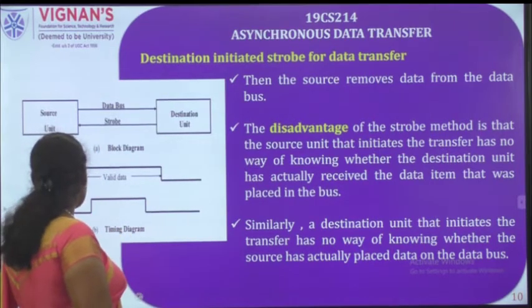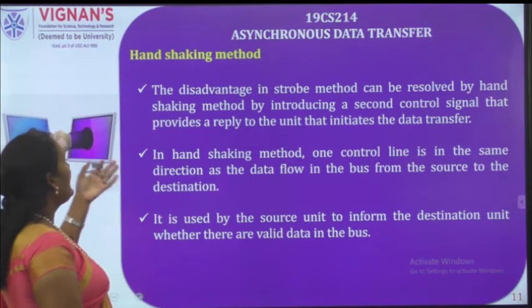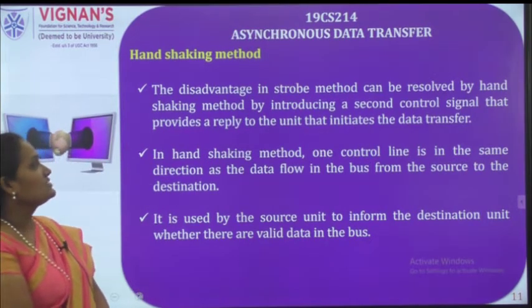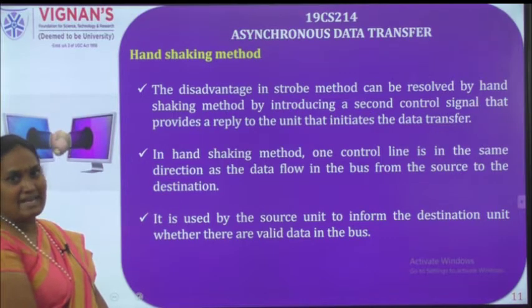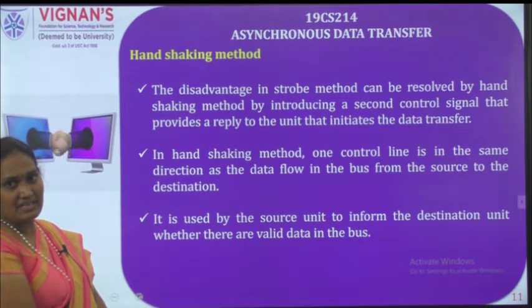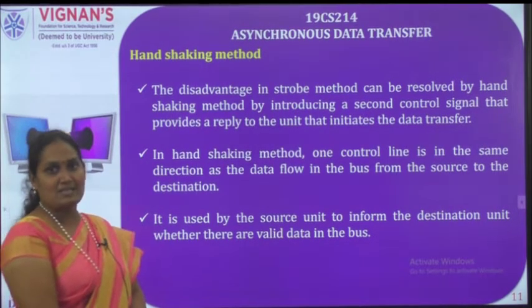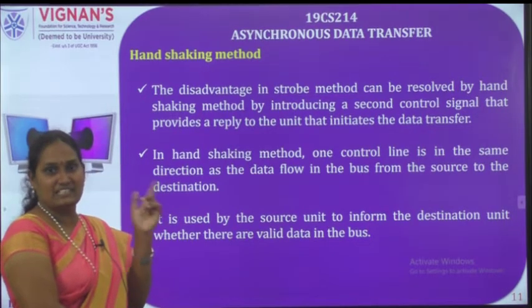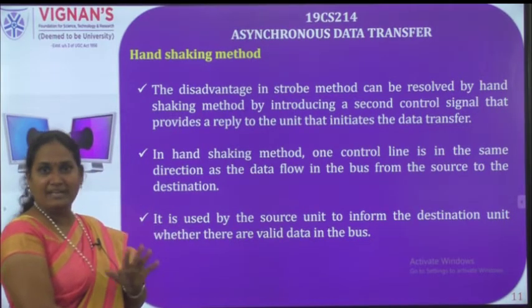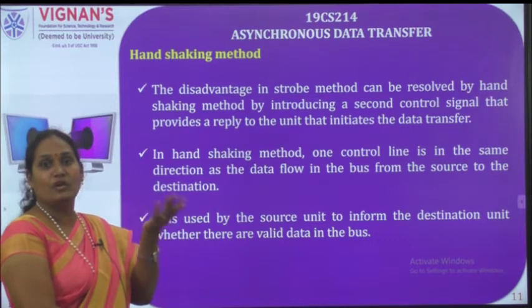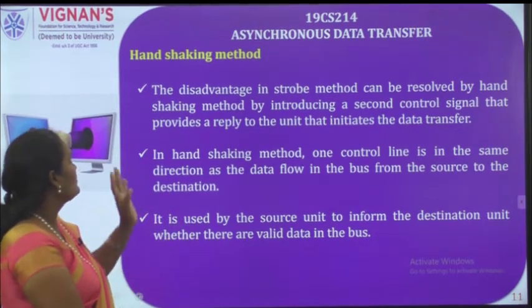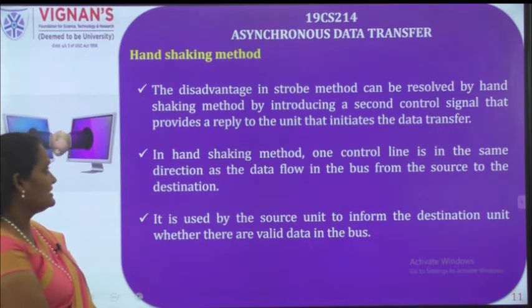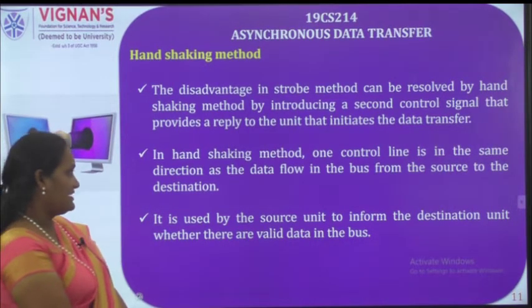So to avoid these drawbacks, we are going for the handshaking method, which is nothing but a two-way control mechanism. A handshaking method is a two-way control mechanism, whereas our strobe control is one-way control. Whether it is initiated by either source or by destination, there is no acknowledgement from the destination or from the source. So that's why we are going for the handshaking method. So here, what is this handshaking method?